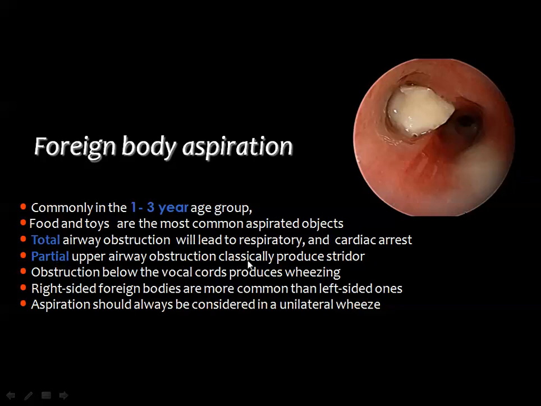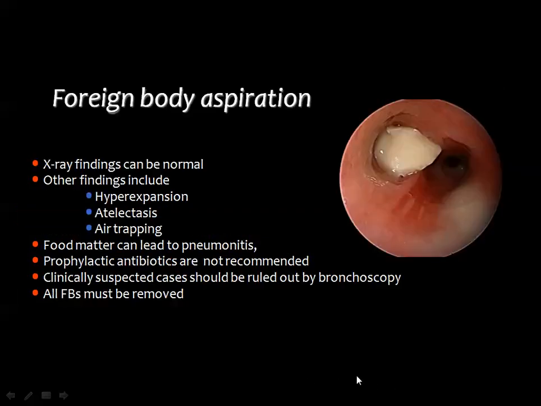Total airway obstruction may lead to respiratory distress and cardiac arrest. Partial airway obstruction may usually lead to stridor. An obstruction below the vocal cord will produce wheezes. Right foreign bodies are more common, of course, than those on the left side. The X-ray findings, as I have mentioned before, may be normal, may include hyperexpansion, consolidation, atelectasis, and a common finding, which is air trapping.